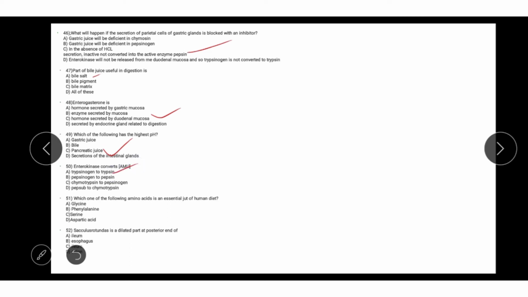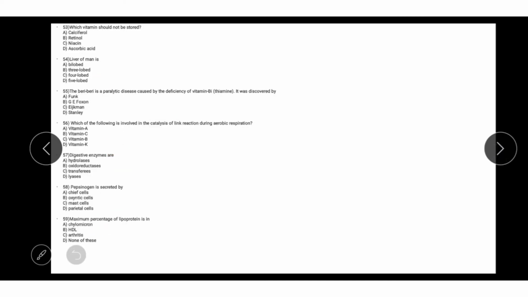Which of the following amino acids is essential for the gut of human diet? The answer is phenylalanine. Succus entericus is a dilated part of posterior end of ileum. Which vitamin shouldn't be stored? Niacin.